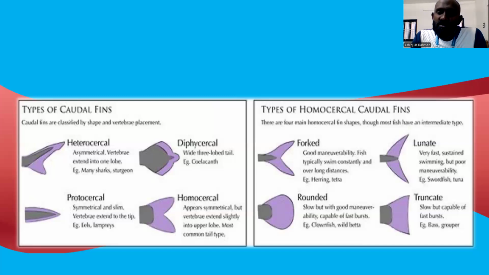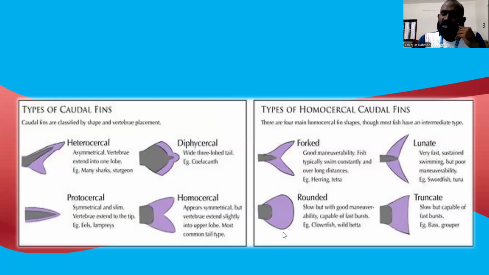Then most of the fishes will have homocercal tails. Homo means same, that means equal in length. So the upper lobe and the lower lobe will be more or less equal in size. Then again, the homocercal tail is further divided into different types. Whether the tail end is rounded, when it is spherical in shape or semicircle, then it is called rounded tail.